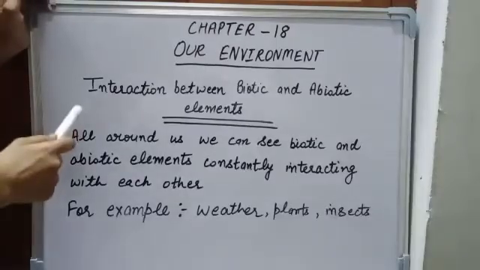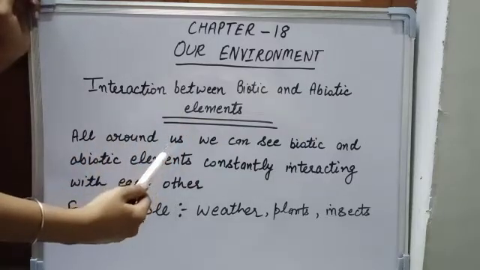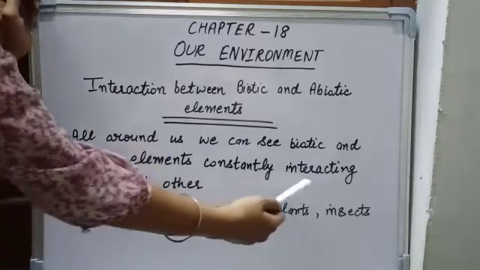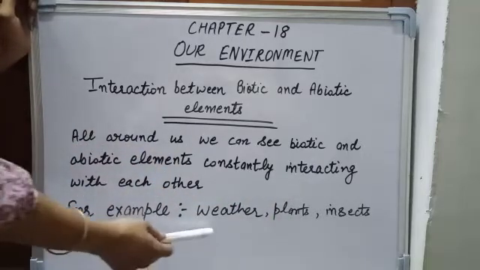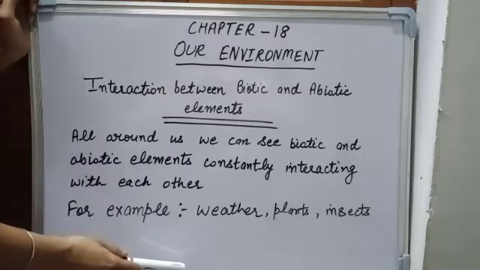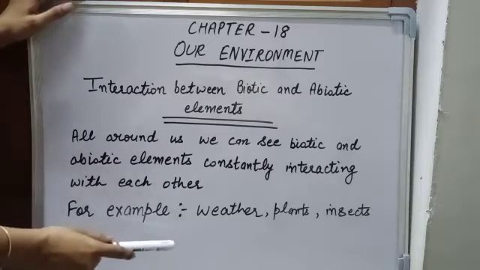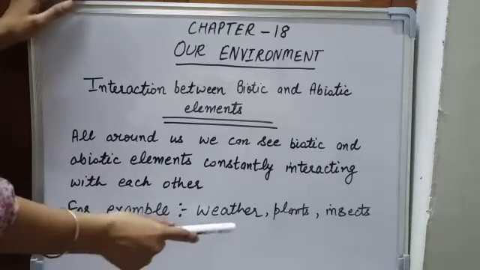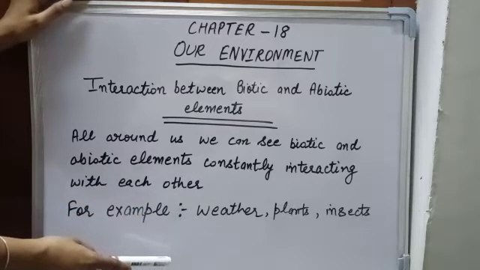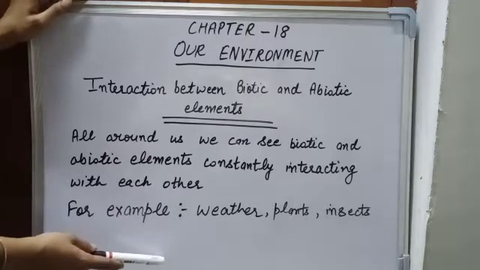Next is interaction between biotic and abiotic elements. Around us, we can see living and non-living things which are constantly interacting with each other. For example, weather, which includes temperature, rainfall and humidity. It is an abiotic element, but it helps biotic elements such as plants to grow. Plants make their food by using the sunlight from the sun, moisture from the air and minerals from the soil.